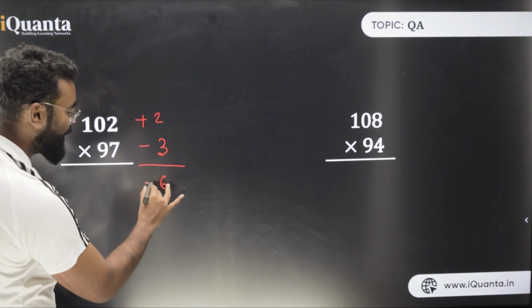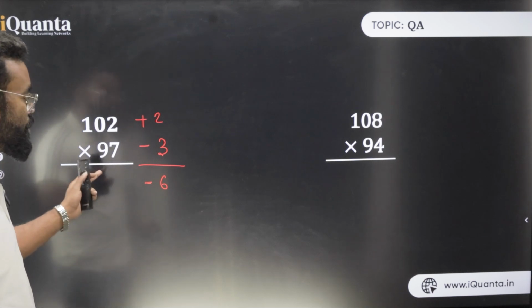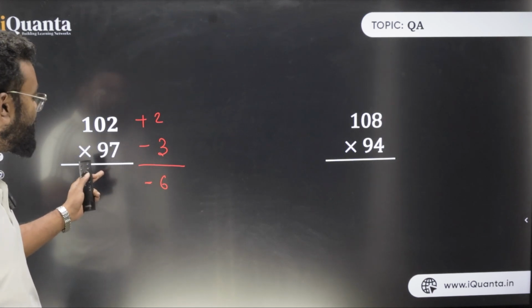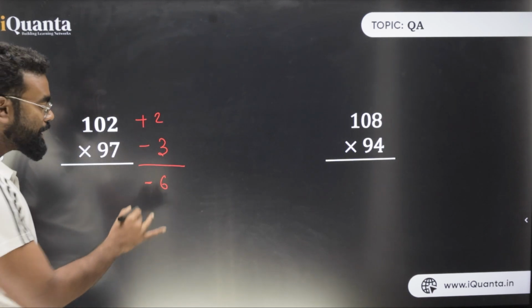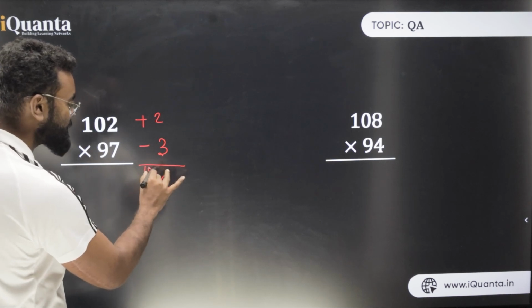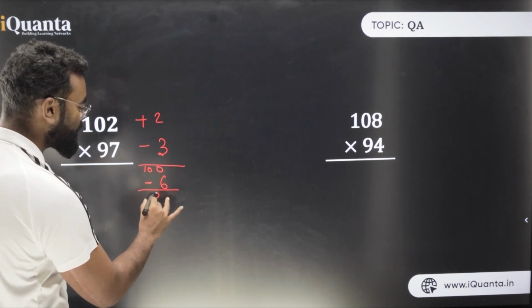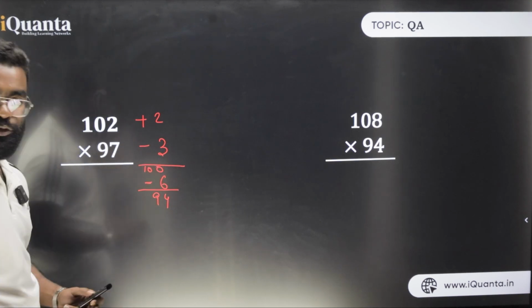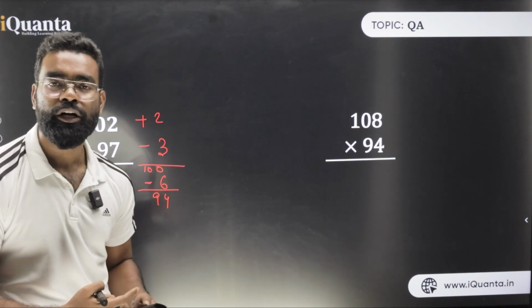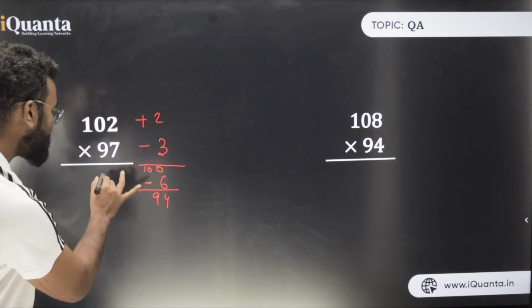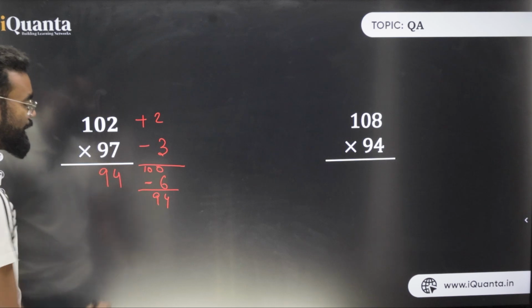Now remember about minus 6. I cannot write minus 6 here, right? So what do I need to do? I need to do 100 minus 6. 100 minus 6 is nothing but 94. So if it is minus 6, subtract it from 100. So what is it? 94. Now write down 94 here.